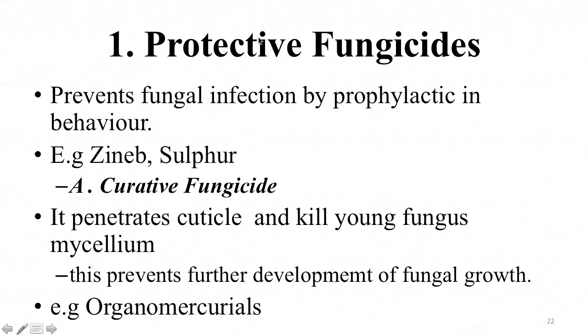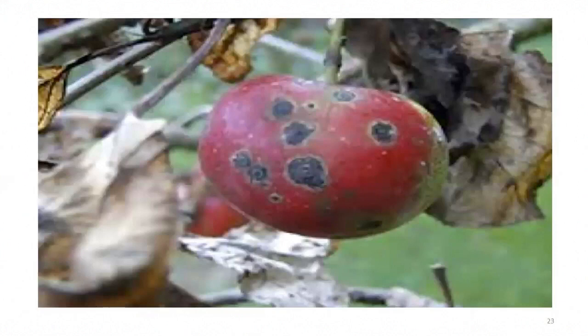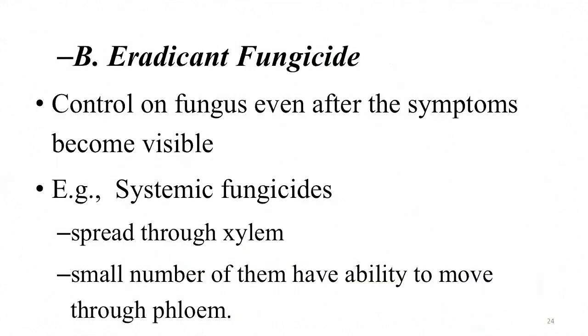They are further subdivided into two classes. Class A is called the curative fungicides. It penetrates the cuticle and kills the young fungus mycelium growing in the epidermis, and this prevents the further development of fungal growth. Examples can be seen in the case of organomercurals. This is the example of curative fungicides. Class B is called the eradicant fungicides.